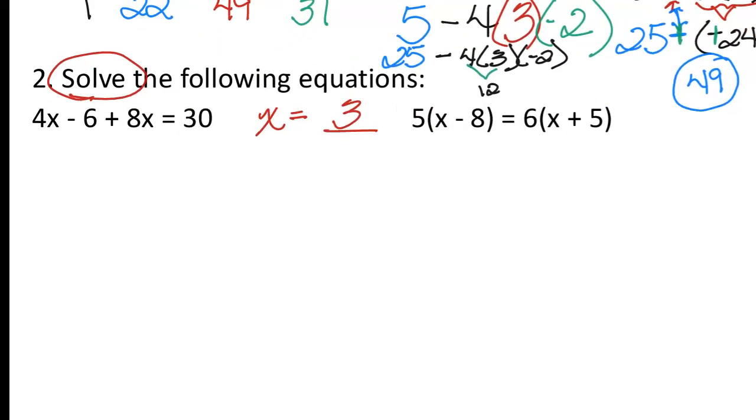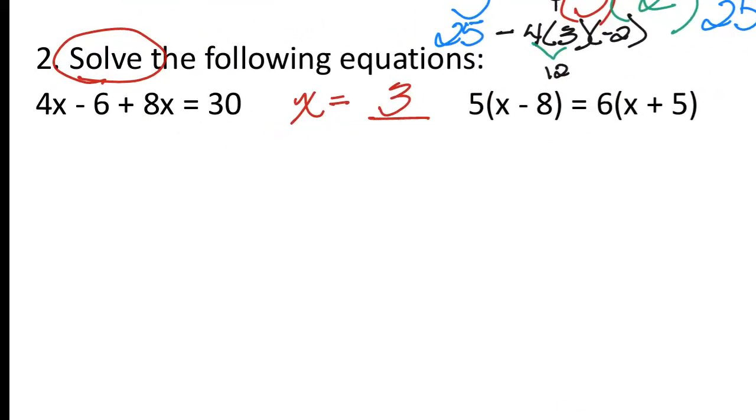What would I need to do first for this first problem to get X equals 3? Combine like terms. What are my like terms? Yes, 4x and 8x. What am I doing with these two? Adding them, because it's 4x plus 8x, and that's going to give you 12x minus 6 equals 30. Remember, we're solving for x, so we need to deal with x, okay?